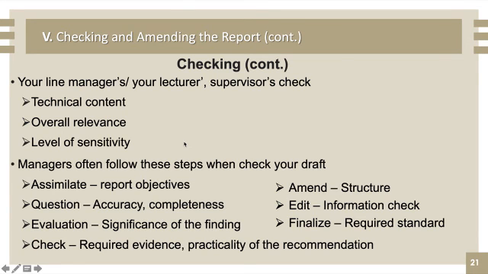So they may look at it carefully, and basically your managers often follow these seven steps when checking your report. First, they will assimilate. They will look at the report objectives. What is the report trying to achieve? Then they will question the accuracy and the completeness of the report. Are all the facts, arguments and conclusions accurate enough in the report, or is everything complete? They will question those, so be prepared to answer those questions, and they will evaluate the significance of the findings. They will look at how important the findings in this report are.